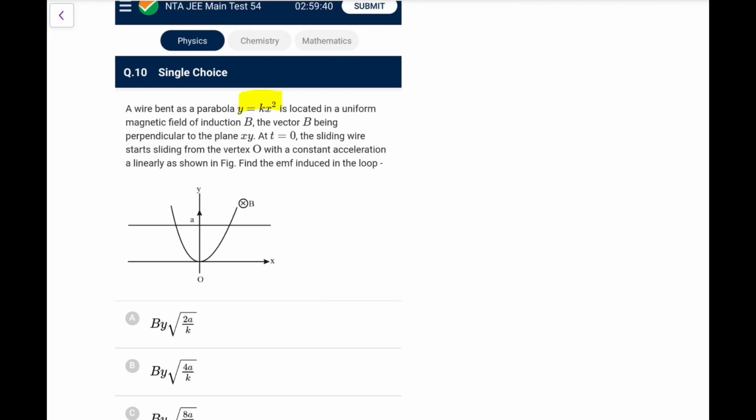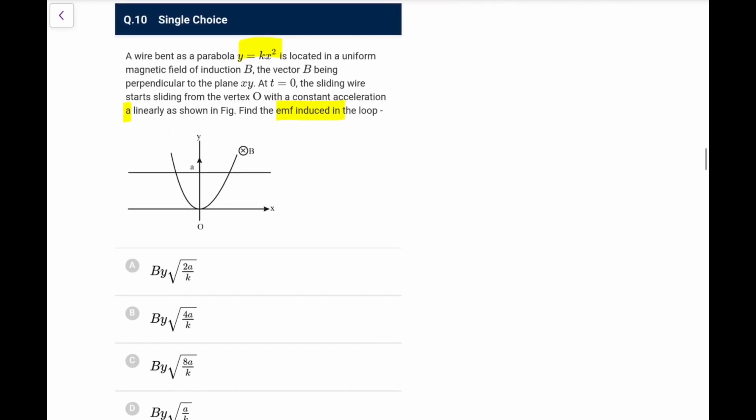Okay, at t equal to 0, the sliding wire starts sliding from the vertex O with a constant acceleration a linearly. Find the EMF induced in the loop. So what is the EMF induced in the loop? I need to find it out. First of all, at any instant, let's say it has gone up by this distance y.